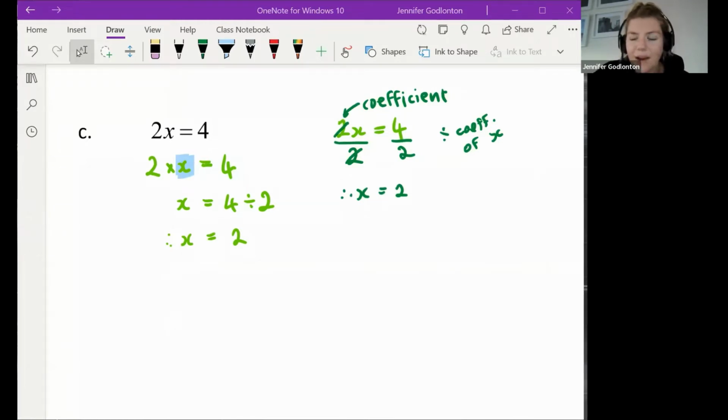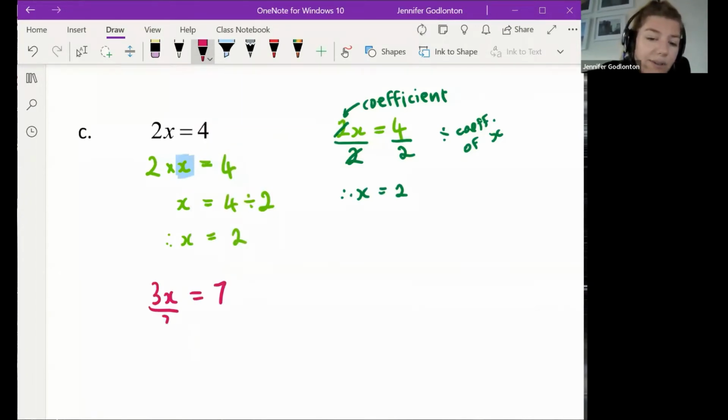Excuse me, ma'am. Yeah. May I please ask what happens if the number is not divisible by the coefficient? Sure, that happens sometimes, and then you're just going to be left with a fraction. So let's say we had 3x is equal to 7. We're going to divide that by 3. We're going to divide that by 3. And so then x is just going to be equal to 7 over 3.